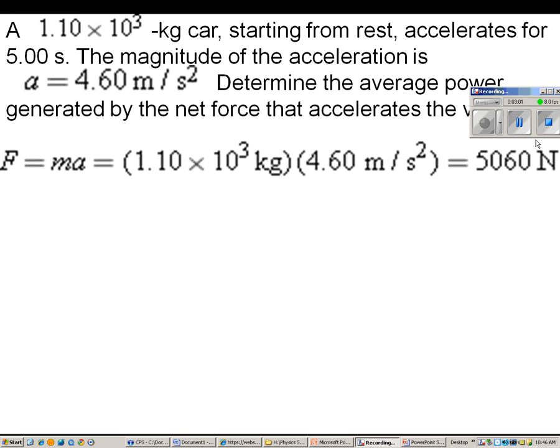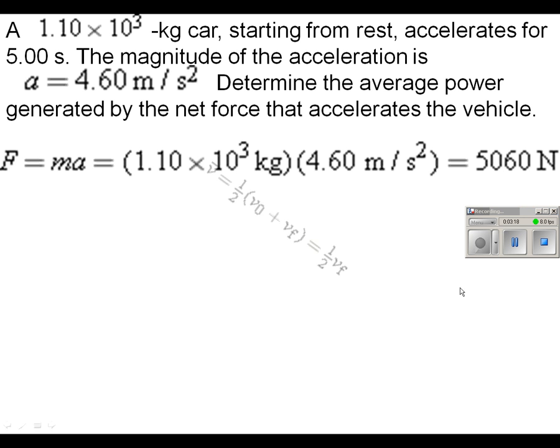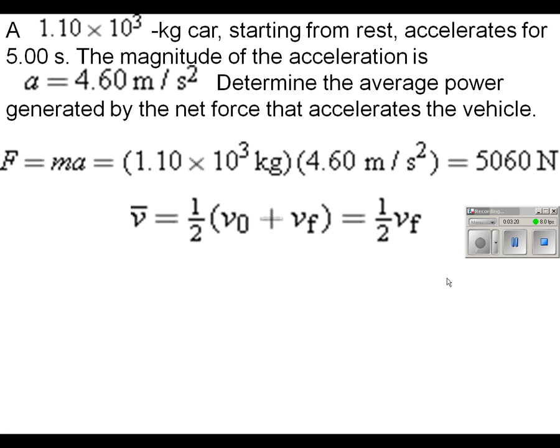So what we have here is, using F equals ma, we can find the force acting here. We have mass times acceleration. It's 1.1 times 10 to the third kilograms times the acceleration of 4.6 meters per second squared, which gives you a force of 5,060 newtons. And we know that average velocity is equal to half the final velocity if our initial velocity was 0. We've done that in our labs before. So average velocity is half the final.